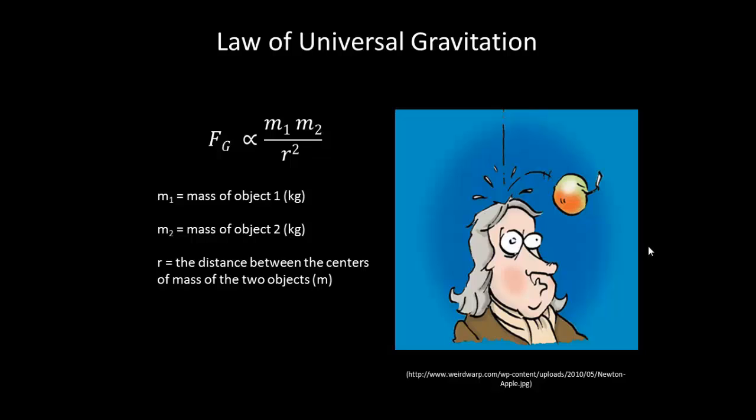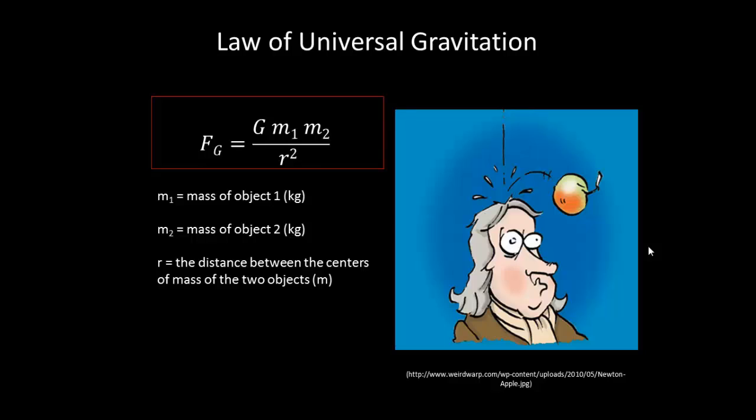Now, we say it's proportional to, but we can consider that it's actually equal to some constant times m1 m2 over r squared. This constant G is equal to 6.67 times 10 to the minus 11th. The units are newtons meters squared over kilograms squared, and it's an experimentally determined constant.